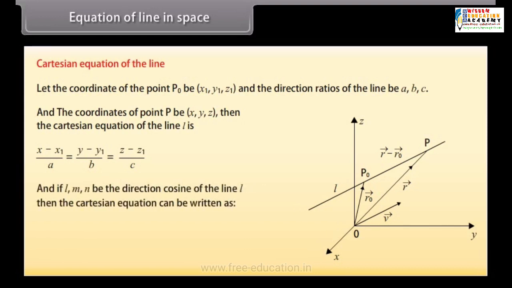And if l, m, n be the direction cosines of the line L, then the Cartesian equation can be written as x minus x1 by l equals y minus y1 by m equals z minus z1 by n.